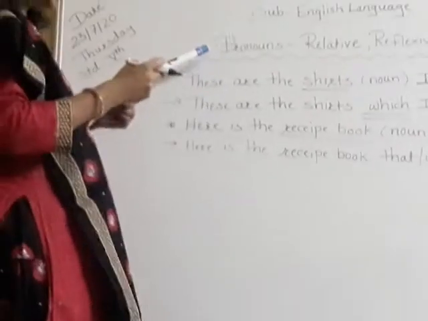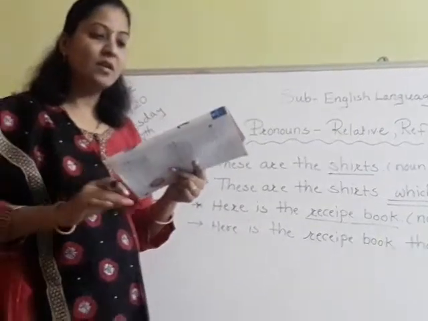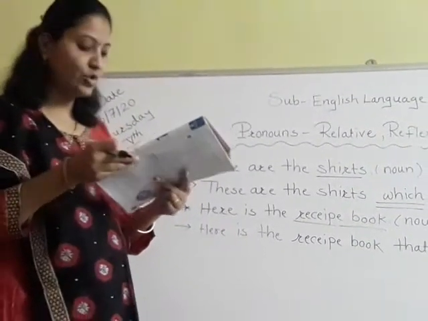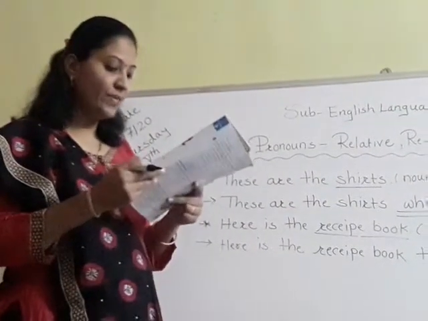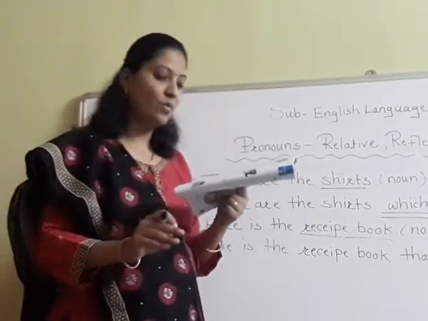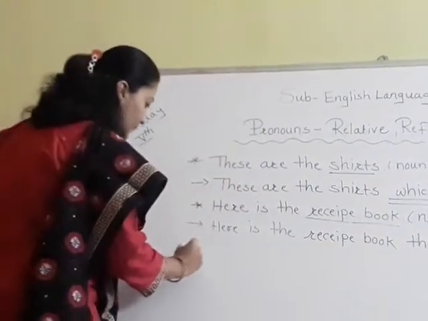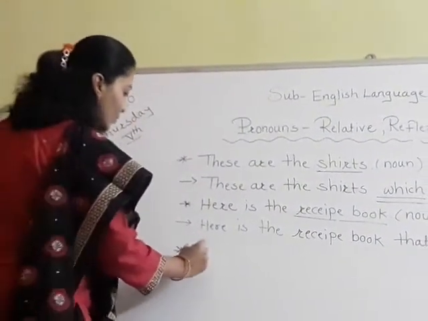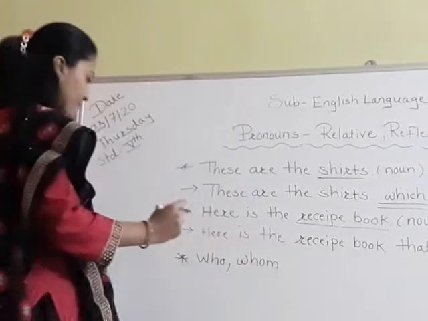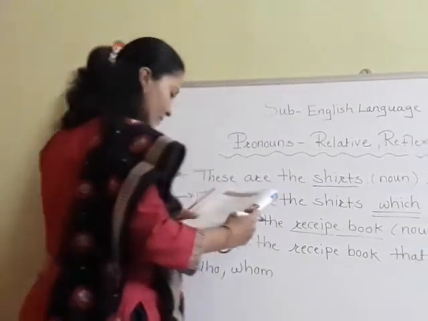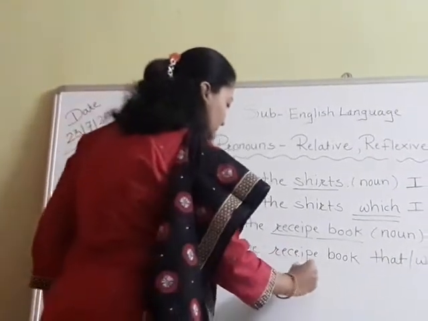So students, relative pronouns not only join the sentences but they also stand for the nouns like lady, shirts, book that go before them. So we use who, whom with people. Okay, I am writing here. When we are using who, we are using these words with people.